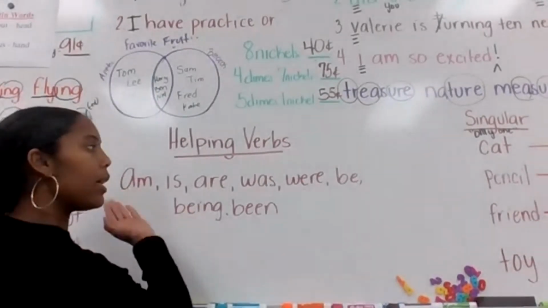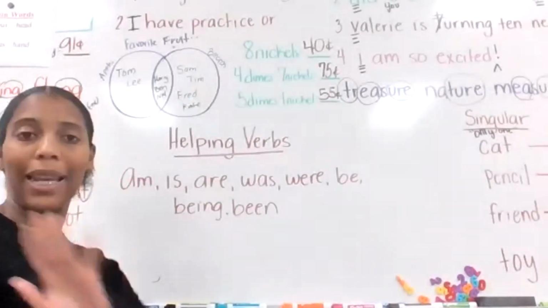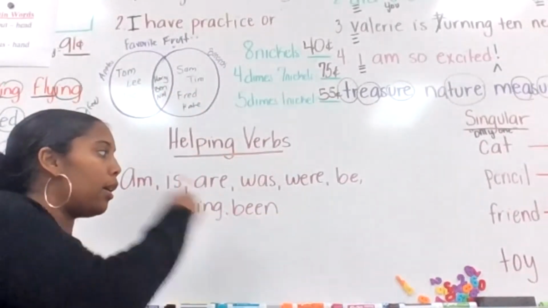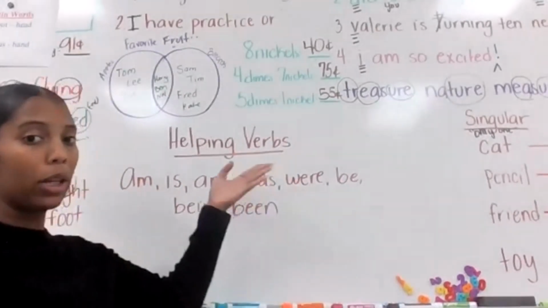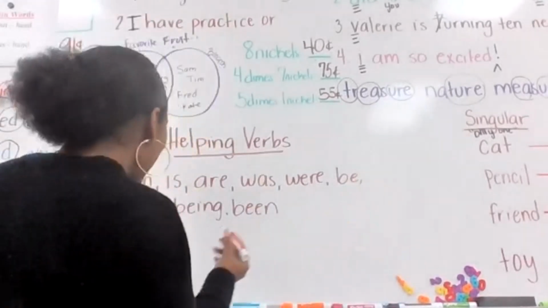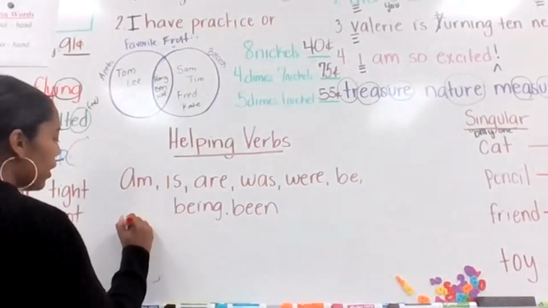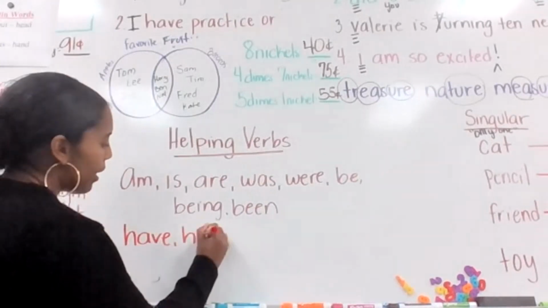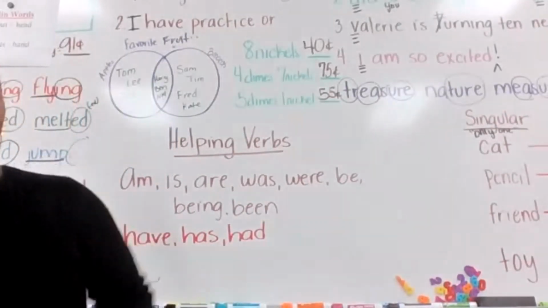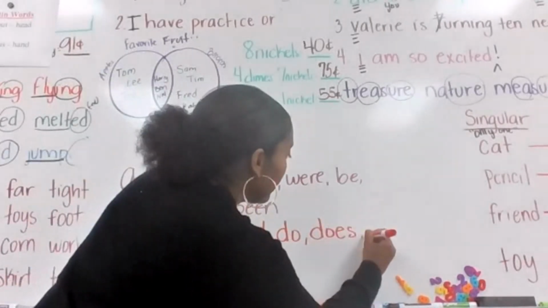So anyway, am, is, are, was, were, be, being, been. These are the state of being and linking verbs. They have the same exact list. Now, these same verbs, am, is, are, was, were, be, being, been, are also what we call helping verbs. But that's not the only list for helping verbs. So we do have am, is, are, was, were, be, being, been, but then we go into have, has, had. Okay, these are some new ones. Have, has, had, do, does, did.